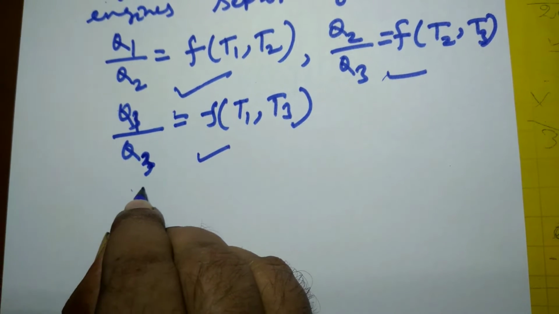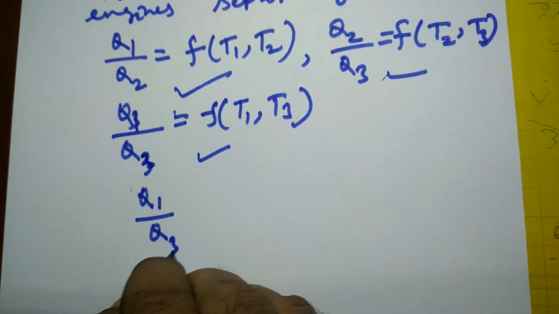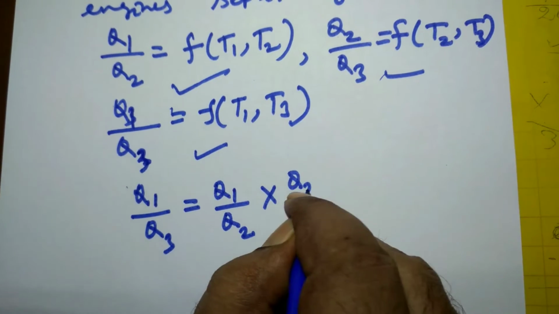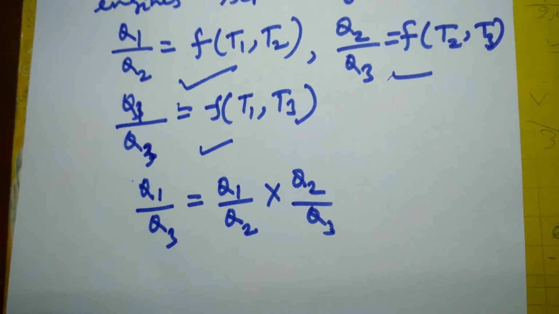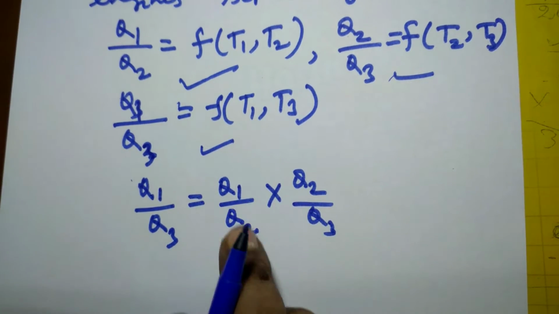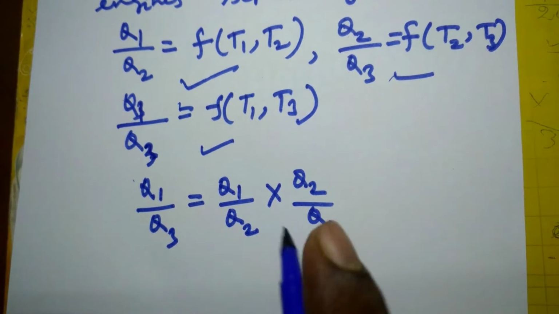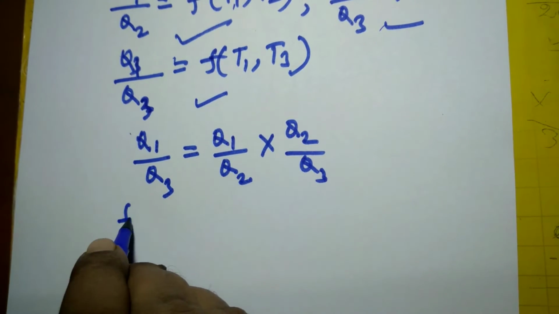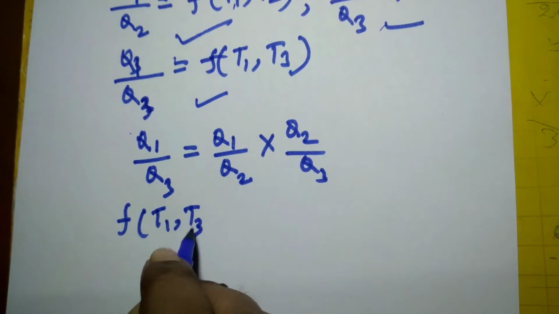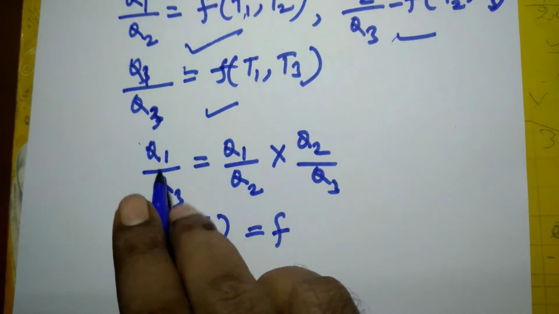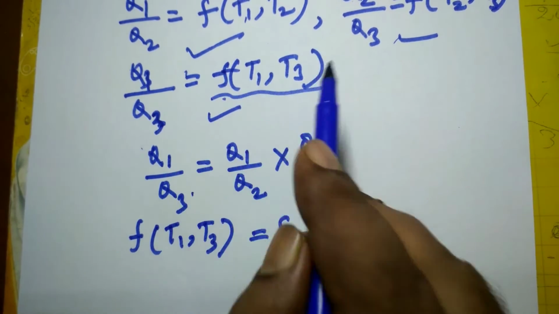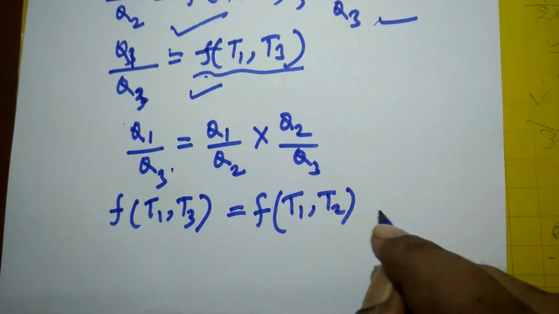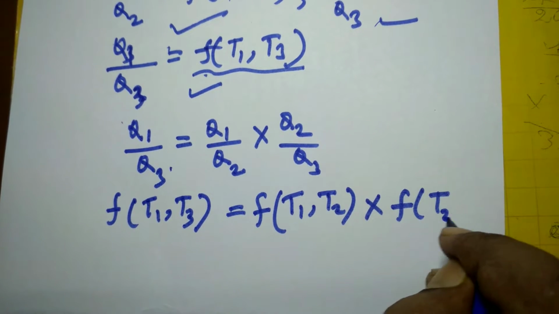Let's consider the identity. You see, Q1 by Q3 is equal to Q1 by Q2 into Q2 by Q3. There is nothing wrong in this; this is the identity we know. Q1 by Q3 is equal to Q1 by Q2 multiplied by Q2 by Q3, which corresponds to: in place of Q1 by Q3 I can write F T1 T3, which is equal to, in place of Q1 by Q2 I can write F T1 T2, multiplied by F of T2 T3.